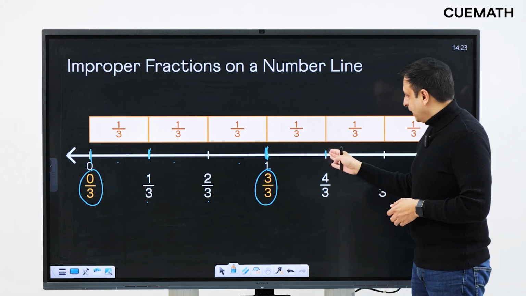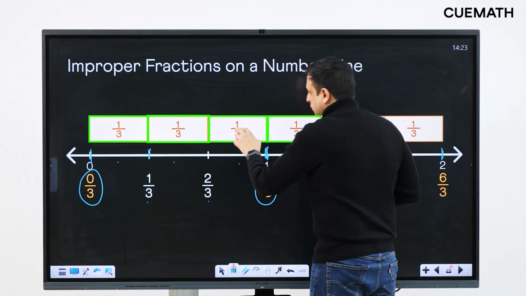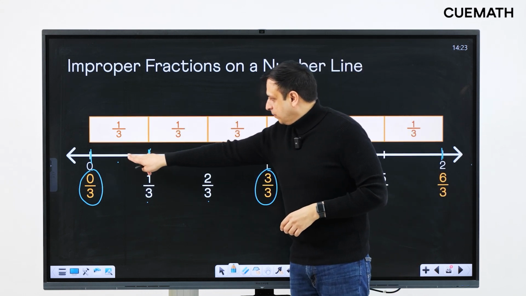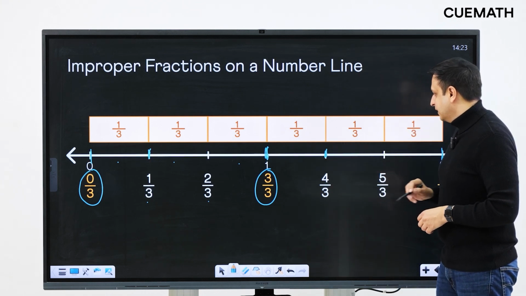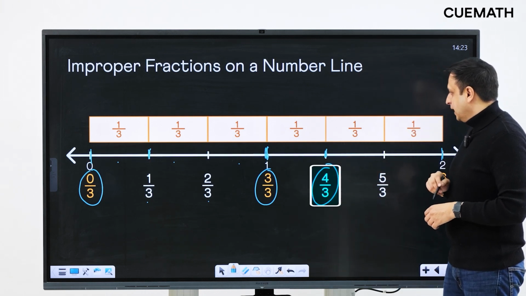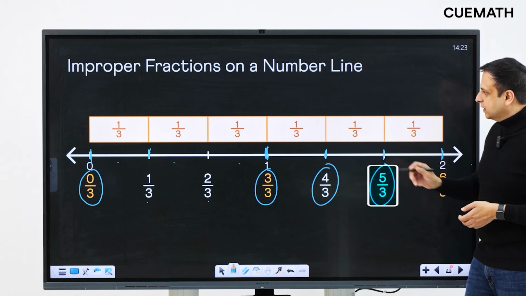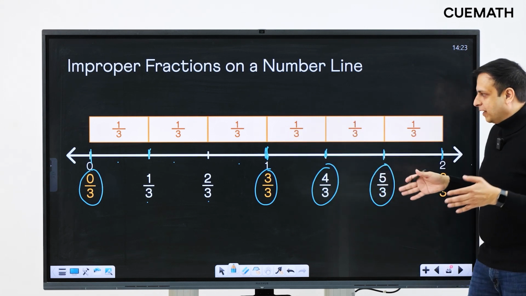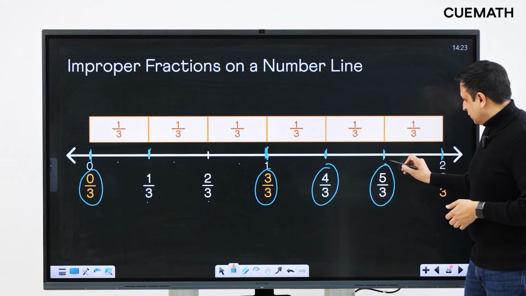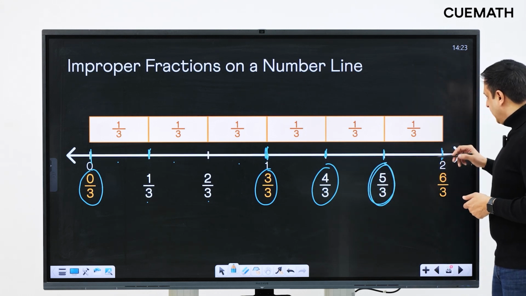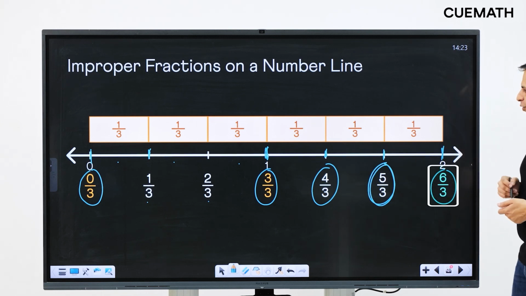Between 0 and this point we have 4 of these parts, 1, 2, 3, 4, or we can also count them on the number line, 1, 2, 3, 4. And therefore, this point would represent the fraction 4 over 3. Similarly, this point would represent the fraction 5 over 3, because between 0 and this point we have 5 of the equal parts. And then this point, which is 2, would actually be the fraction 6 over 3.